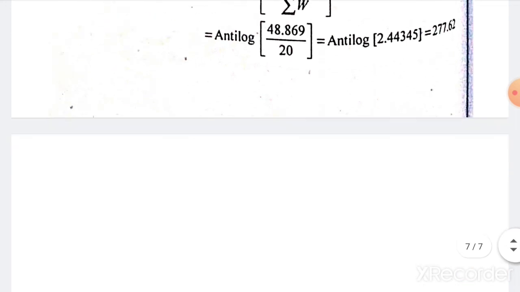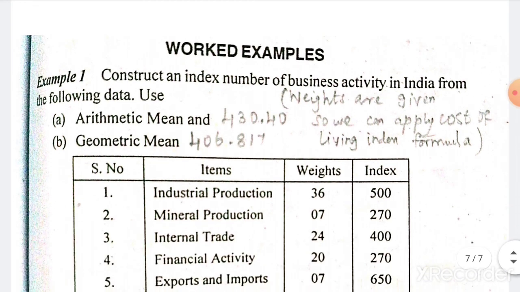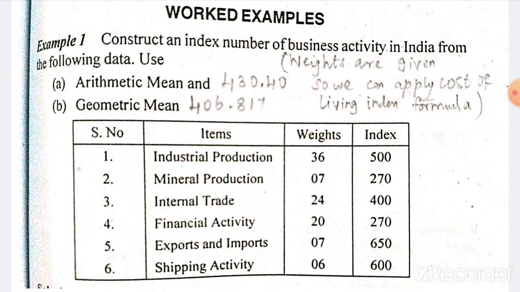The next is the homework sum. For the same problem, find the cost of living index by arithmetic mean and geometric mean. Here is the question: construct an index number for business activity in India from the following data. You only have to construct the index number. See what is given in the question. If the index number and weight are given, this will be under the cost of living index. If price and quantity are given, you have to go for the price index formula and quantity index formula, depending upon the base year and current year. So this is your homework sum. Using arithmetic mean you get the answer 430.40. Using geometric mean you get the answer 406.817.